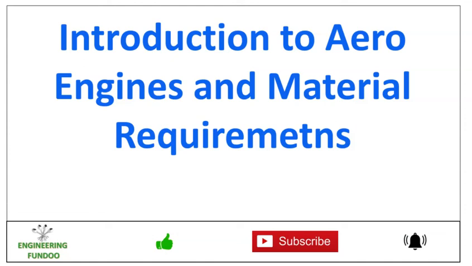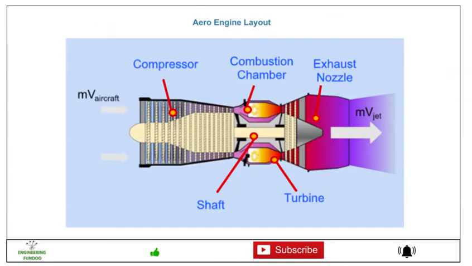In this video we discuss the introduction to aero engines and material requirements. Friends, here is the general layout for an aero engine. Here you can see there is a compression stage, then there is a combustion chamber, and there is a shaft in the center, and this is the turbine in the middle, and there will be an exhaust nozzle. So the air is coming from here, and the exhaust is from this side.